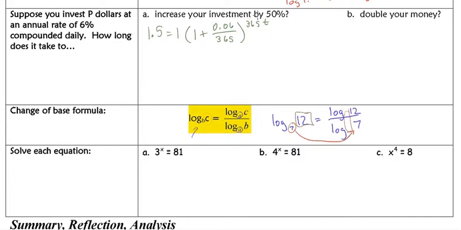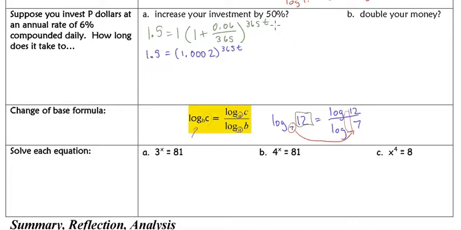So let's go ahead and start rolling on through. And we get 1.5 is equal to 1 times, and so I'm going to drop out the 1 here, 1.0002 to the 365t power. Okay. Now we've got a couple different ways of doing this.